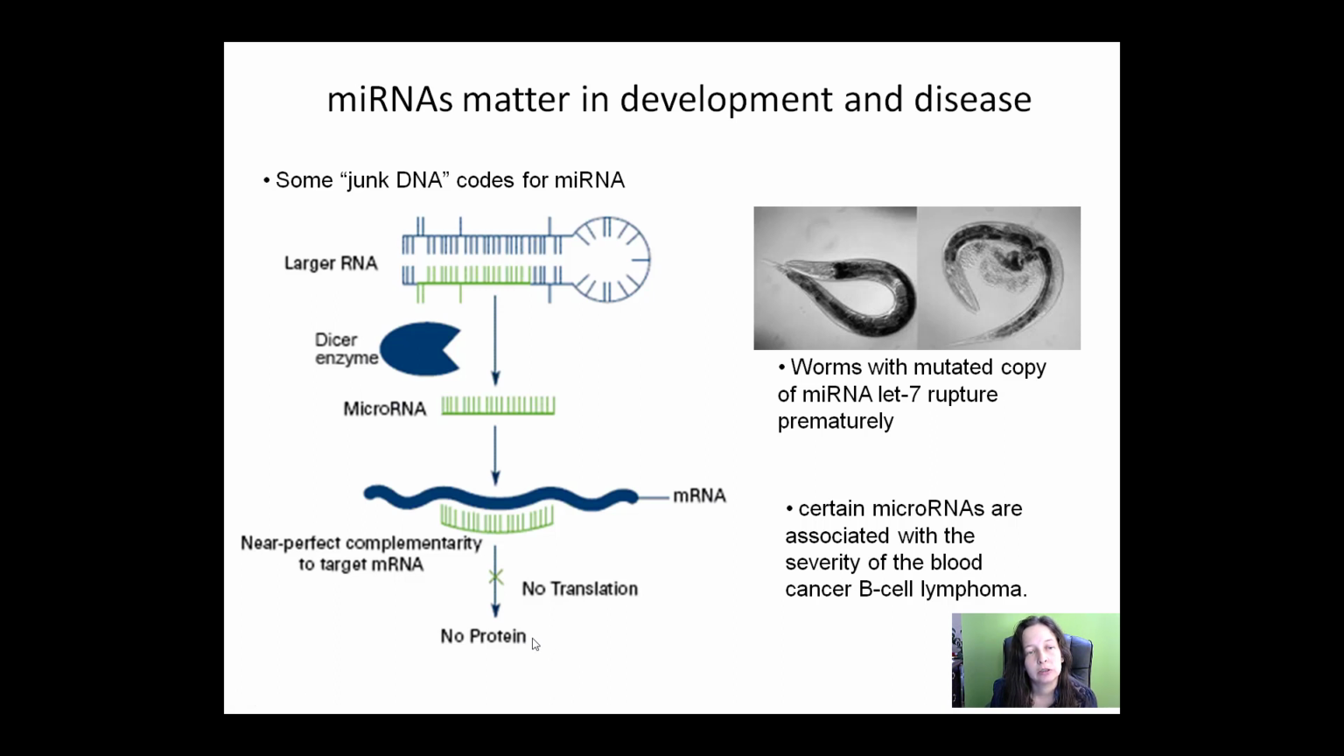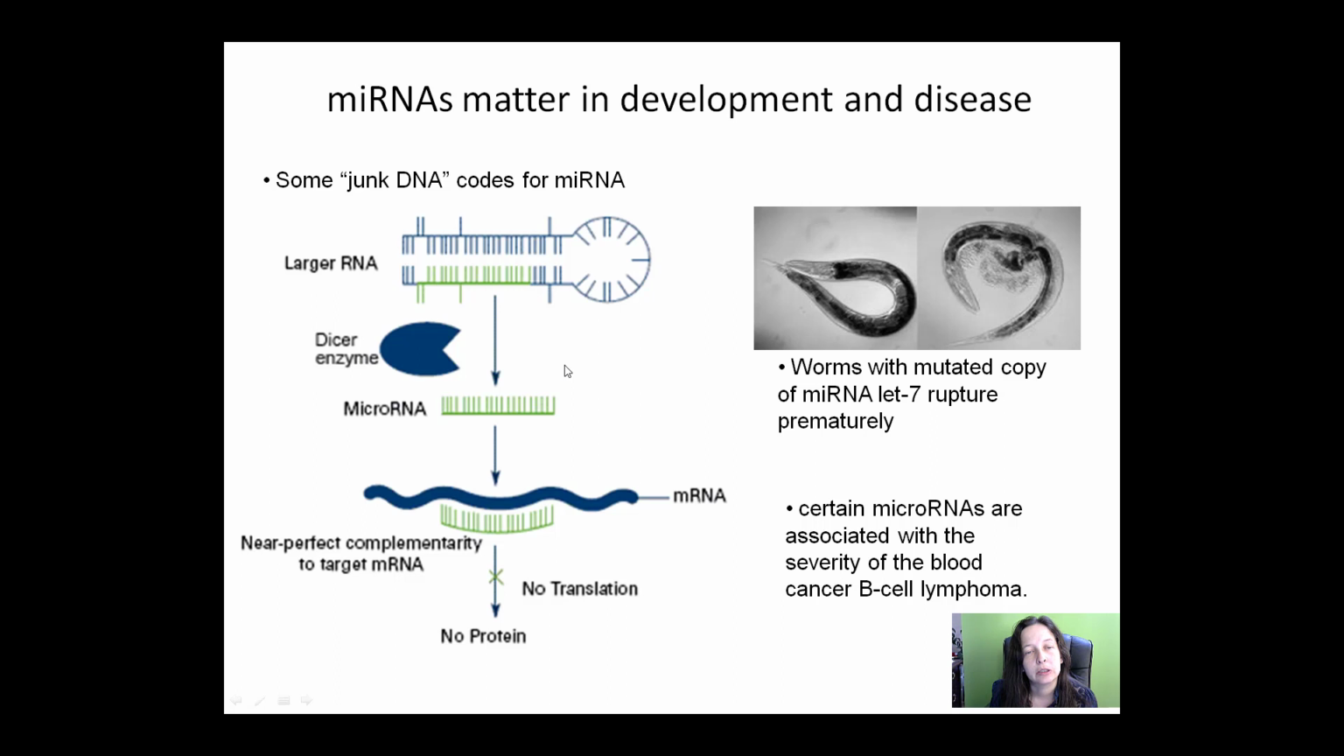So here we have a short explanation of microRNA and how they are produced in the cell. So first, a specific genetic sequence, which we normally think of as junk DNA because it doesn't code for mRNA, but it actually codes for microRNA. So we have some sequences in the genome that code for microRNA, and this results in a larger microRNA molecule.